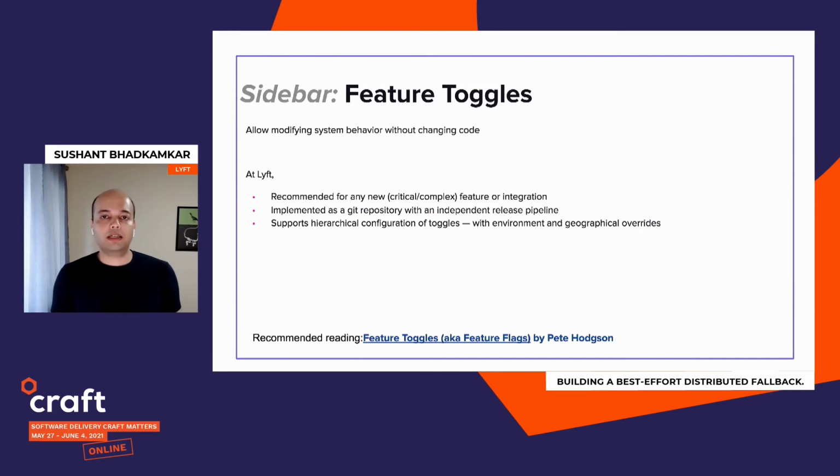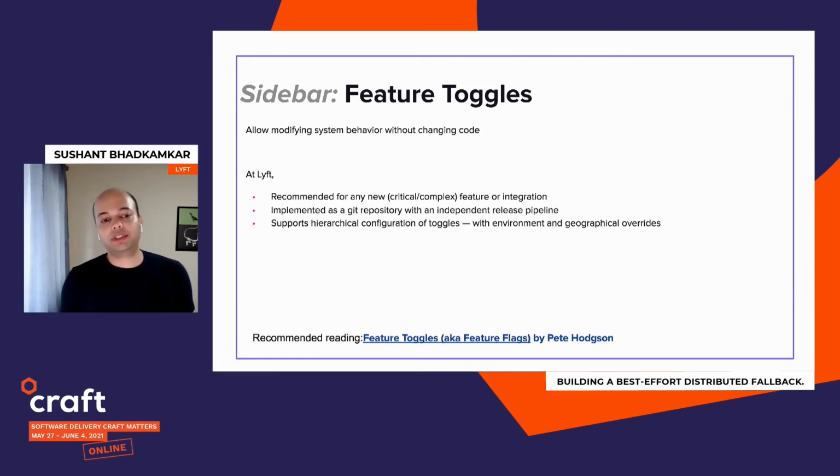feature. We implement this configuration of feature toggles as a Git repository, which simplifies the reviewing and observability of this system as well. So changing a feature toggle is basically opening a pull request. You can get your teammates to review it. And then if you need to look at what feature was enabled when, you can also look at the Git history for it. Things become easy that way.